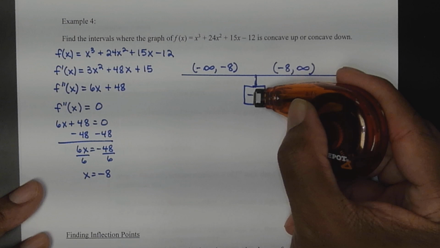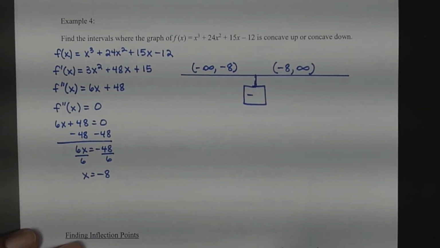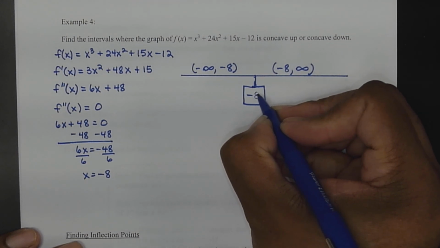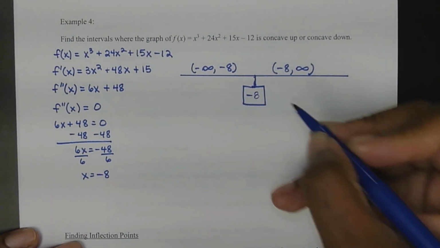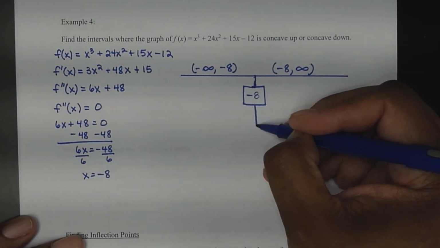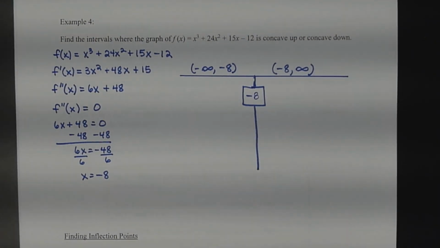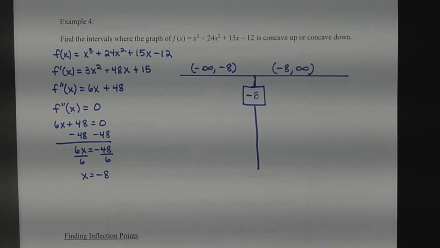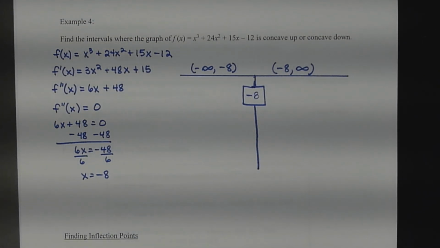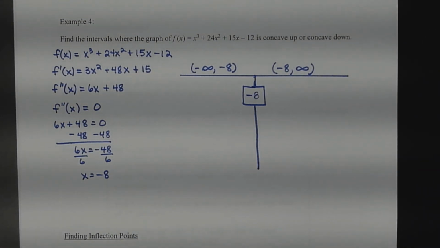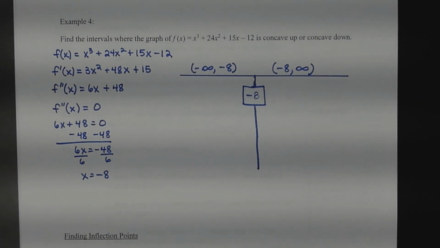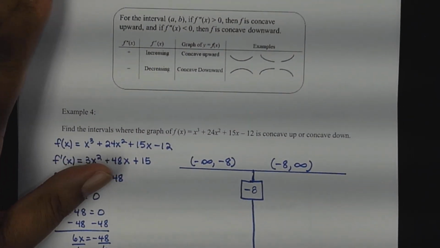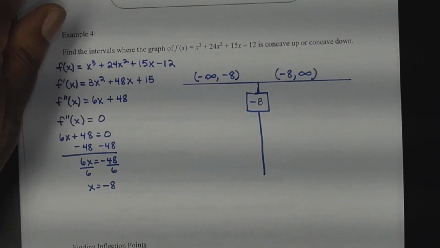Let me make this 8 look like an 8. All right. Now here we're going to take a test value on each interval to determine whether it's going to be concave up or concave down. Okay? Just like in this concavity summary up here.